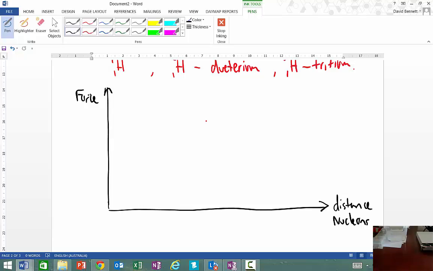Now, the thing about this nuclear force is that it only acts over a very, very short distance. So when we start looking at the distance between nucleons, we have this strong nuclear force that goes like that. And then when we're looking at the force of attraction, this is what we call the strong nuclear force.